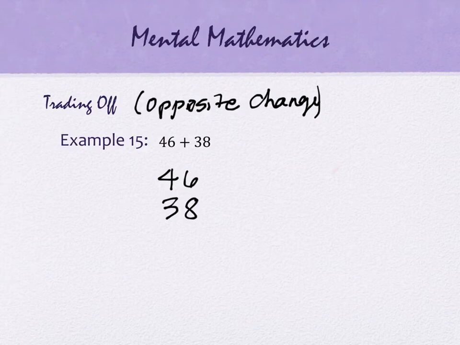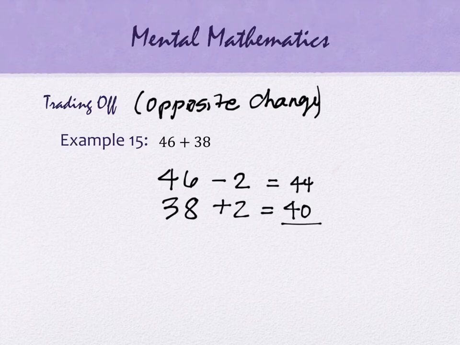So we want to take one of these numbers and make it a 0. And sometimes there's a natural choice, sometimes there's not. Which one of those numbers would be the nicest to turn into a 0? 38. What would I need to do to 38 to turn the 8 into a 0? Add 2. So if I add 2 to 38, I get 40, but I have to inflict the opposite change to the other number. So the 46 would then be minus 2 and give me 44.